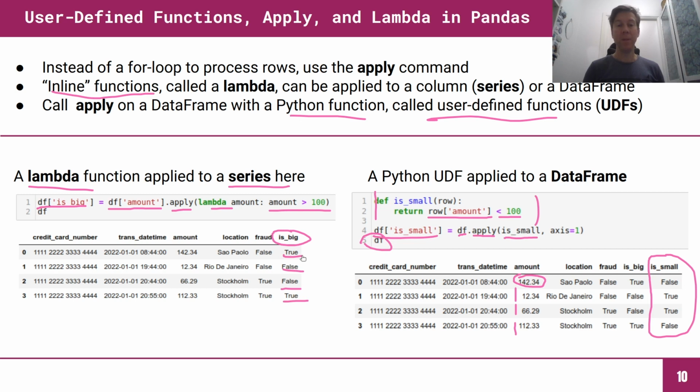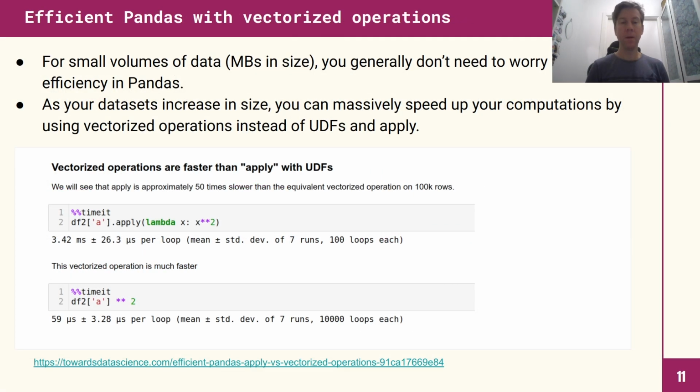So apply and Lambda are good ways to use Pandas to apply functions to process the data in your Pandas data frames. One of the problems of the apply function in Pandas and UDFs is that it's not particularly efficient compared to implementing operations with what we call vectorized operations.